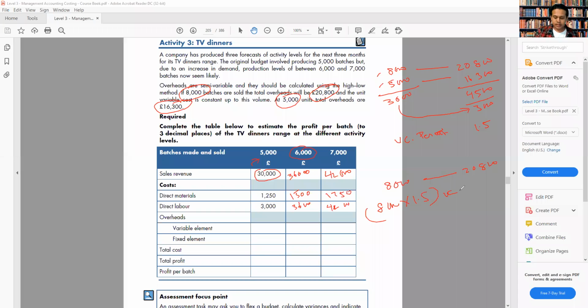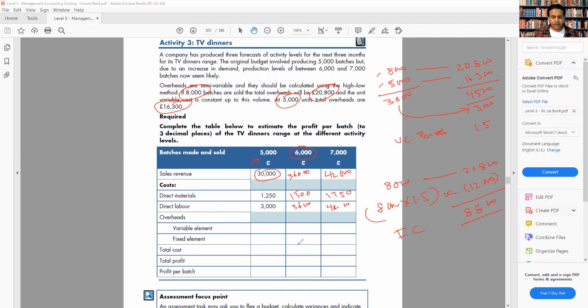8,000 times 1.5, 12,000. So 12,000 is the variable cost. If I minus the 12,000 from the total, whatever is the remaining, that is called fixed cost. And that is how much? 8,800. Very well done. Very well done, Alicia.